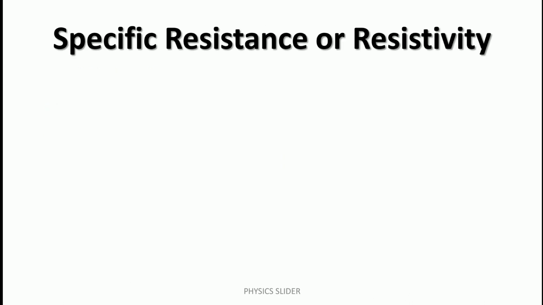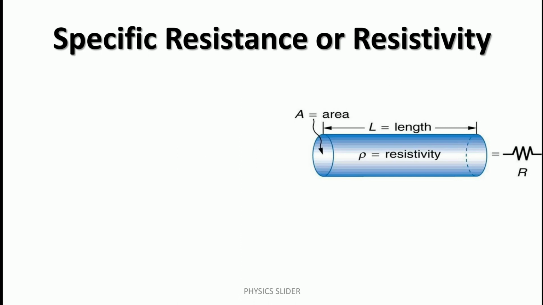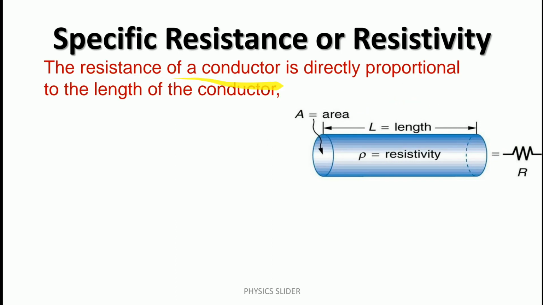So let's talk about specific resistance or resistivity. So what is specific resistance or resistivity? Let's discuss. Let us consider a conductor of length L and cross-sectional area A. The resistance of this conductor is R. So the resistance of this conductor will be directly proportional to the length of the conductor, that is R proportional L. And this resistance will be inversely proportional to the cross-sectional area.